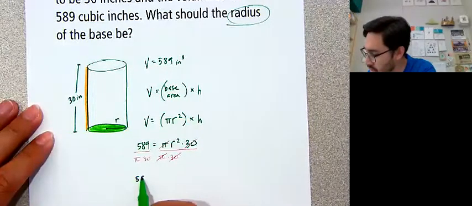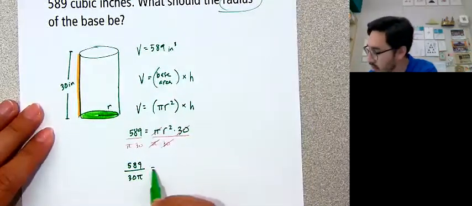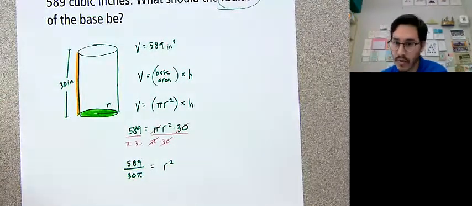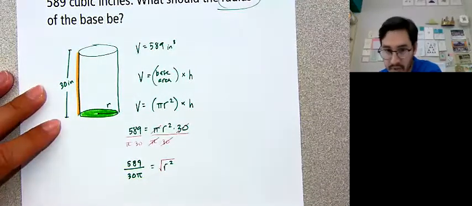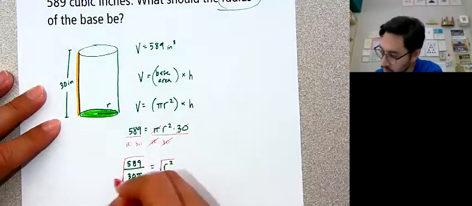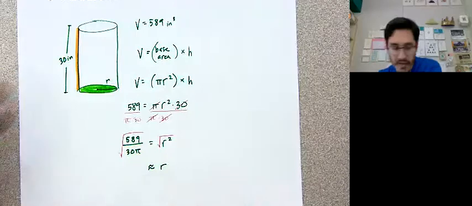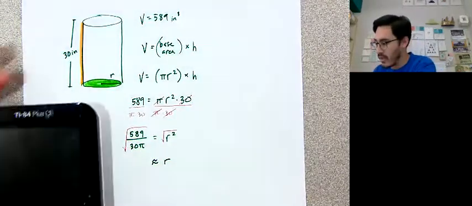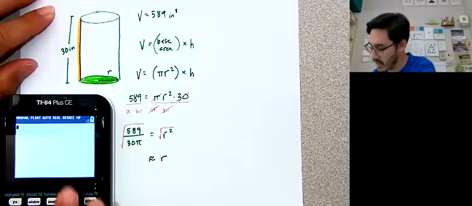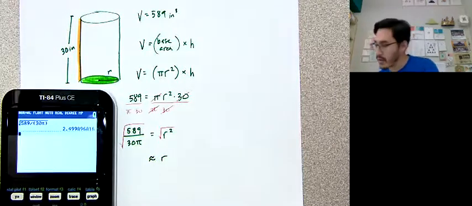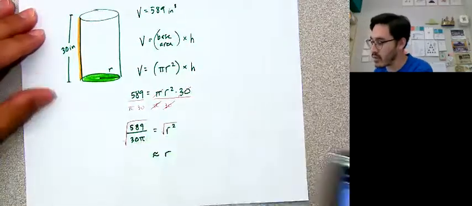So now we have the expression 589 divided by 30 pi equals r squared. We don't want the square of the radius, we just want the radius. The inverse operation of squaring is rooting, so we take a square root on both sides. At this point, we can use our calculator to approximate that radius. Square root of 589 divided by 30 pi. I'm getting about 2.4998, so we'll round that to 2.50.